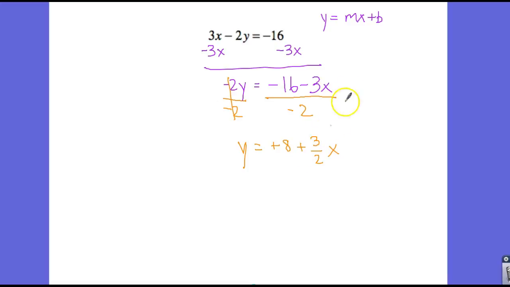You'd say, oh, Mr. Duncan, it doesn't look like this, but of course, addition is commutative, so I can write it in any way. 3 halves x plus 8. Y equals 8 plus 3 halves x is the same thing. These are the same thing.